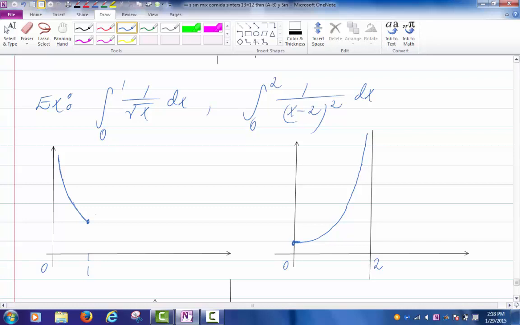So in the second integral, the integrand is discontinuous at 2, but otherwise it's continuous from 0 to 2. Everybody's okay? The first one is discontinuous at the left-hand point. The second one is discontinuous at the right-hand point.